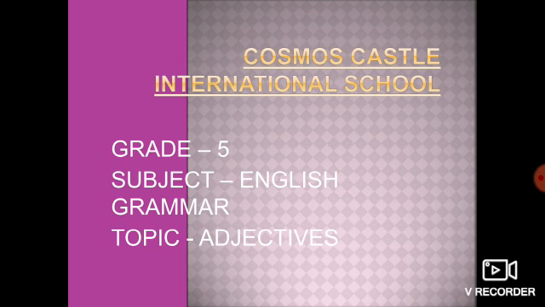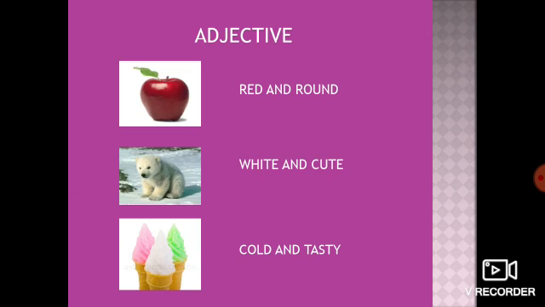Today we are going to learn adjectives in English grammar for grade 5. Now, adjective is very easy and interesting to understand. Let's understand it with the help of these pictures. What words come to your mind when you look at an apple? It's red and round. Hence the words red and round tell us more about the apple. So, when apple is a noun, red and round are the adjectives used to describe the noun apple.